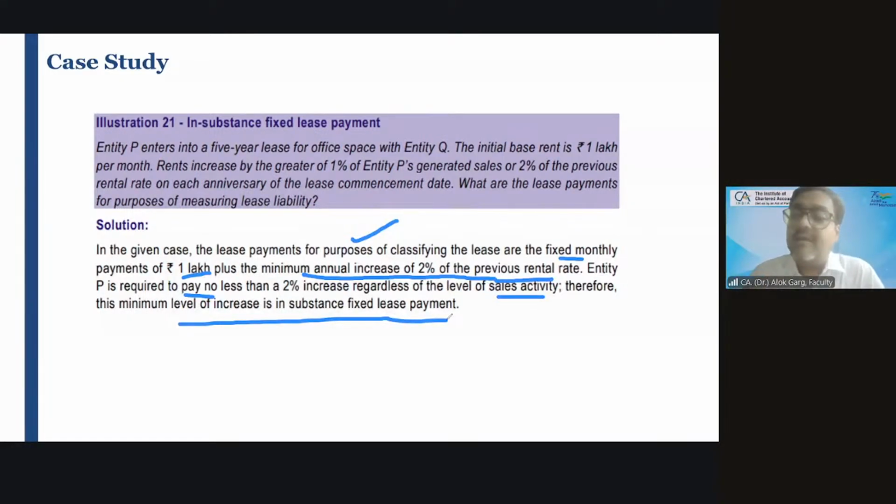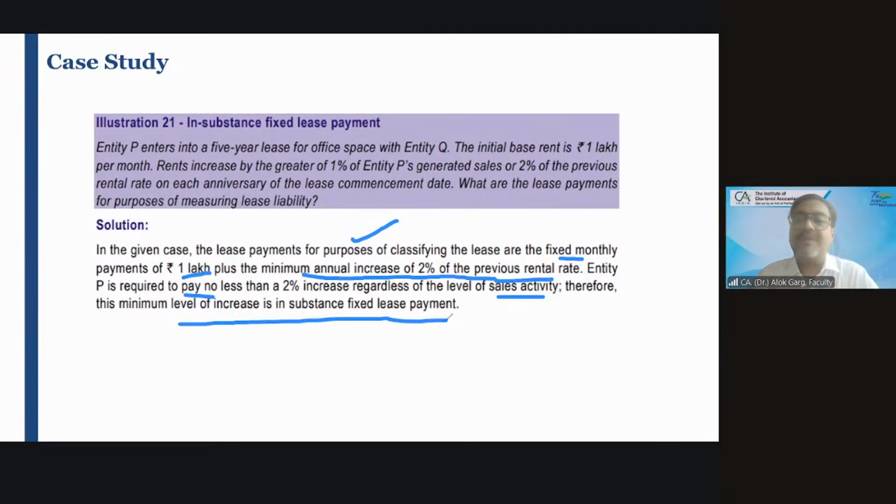And the remaining, for example, if 1% of the sales is higher than the 2% of the rent, then the remaining portion will go to the variable rent charged to the P&L. That variable rent will not be considered in the lease payment. Have you understood it? Sir, payment तो है.